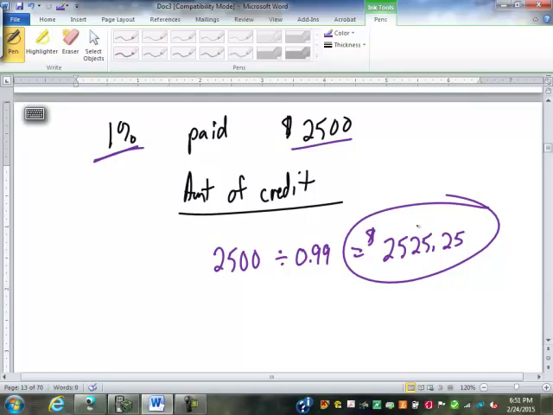Okay, now at this point, how many of you are not sure where the 0.99 came from? Is everybody good with that? Okay. How many of you are not sure where the 2,525.25 came from? We're just taking the amount of our payment, $2,500, and dividing by 0.99, which comes from the 1% discount. Exactly.